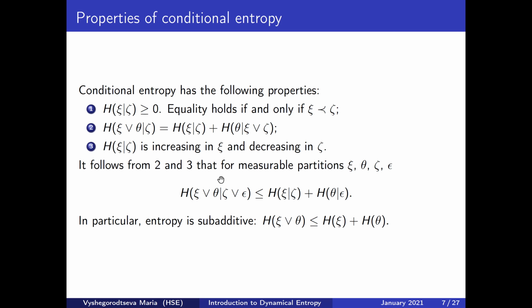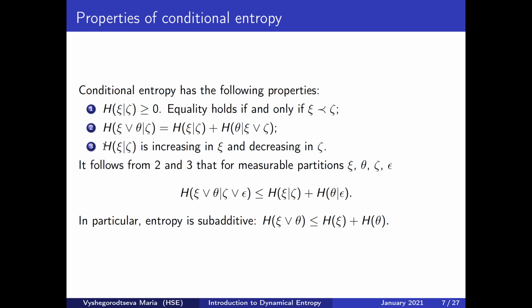The second property is that we can rewrite the conditional entropy of the union of xi and theta with respect to zeta in the following form: as the sum of conditional entropy of xi with respect to zeta and conditional entropy of theta with respect to xi and zeta.